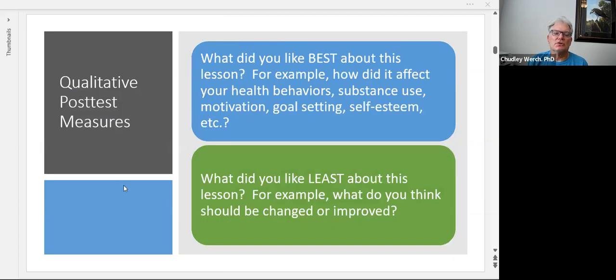The qualitative measures on the post-test are these. What did you like best about this lesson? For example, how does it affect your health, behavior, substance use, motivation, goal setting, self-esteem? And then the other open-ended qualitative item: what did you like least about your lesson or your program? For example, what do you think should be changed or improved?